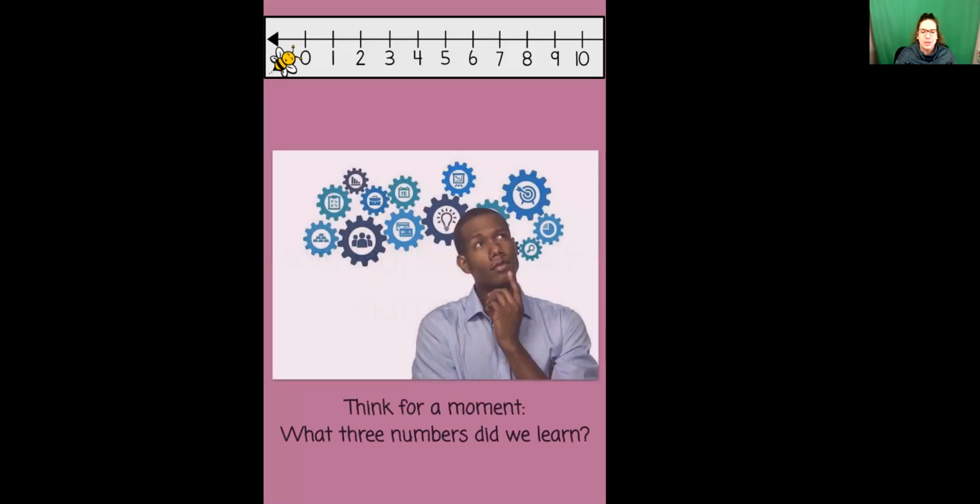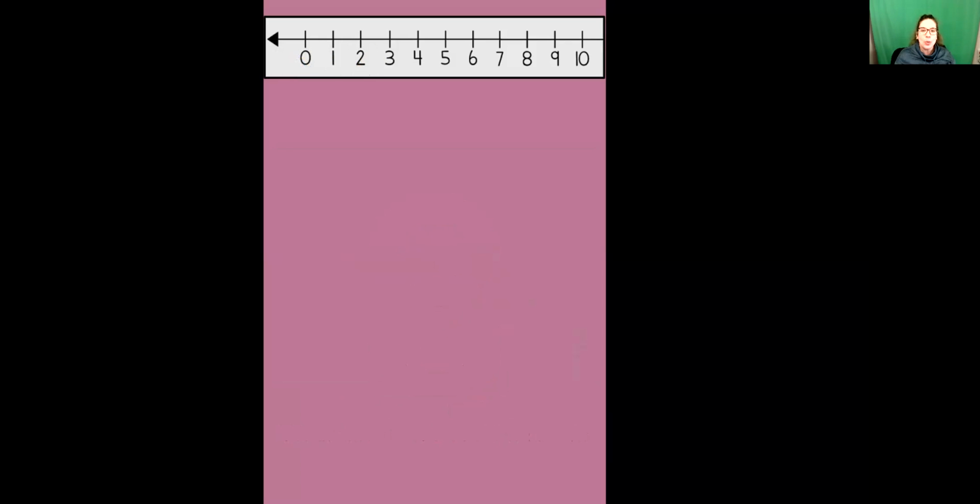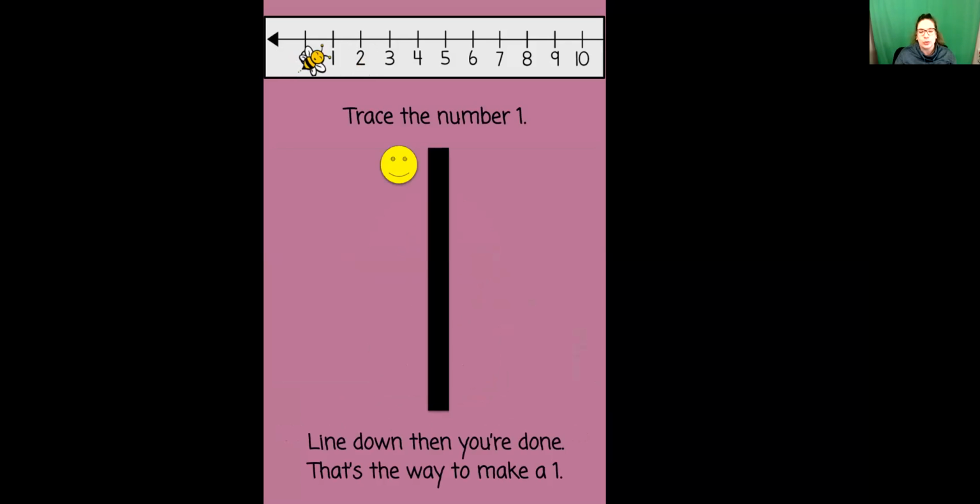We are going to review the three numerals, or three numbers, that we have been learning. Let's get started and just think for a moment. What three numbers did we learn? One, two, and three. Those are the numbers, or the numerals, we've been learning.